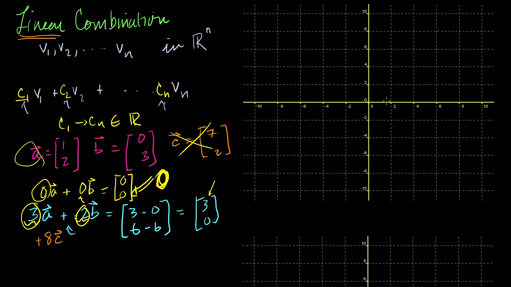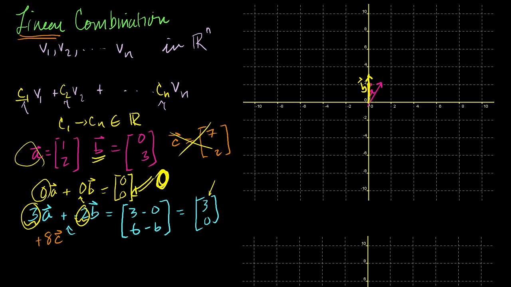So let's say A and B. A is 1, 2, so 1, 2 looks like that. That's vector A. Let me do vector B in a different color, let me do it in yellow. Vector B is 0, 3, so vector B looks like that. So what's the set of all of the vectors that I can represent by adding and subtracting these vectors?